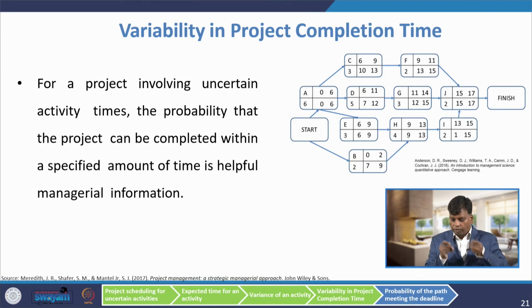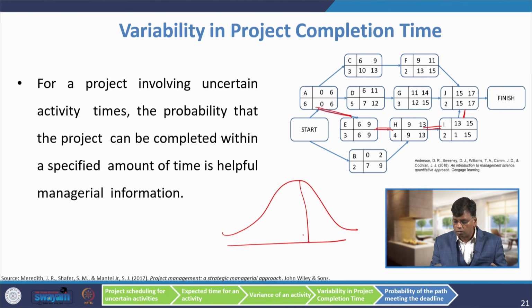For example, we know this is the critical path: A, because slack is 0, E, H, I and J. So, how much time will it take? It will take 17 units of time. The probability of completion of this project in 17 weeks is only 50%, because we used the concept of mean. So, the project completion time follows a normal distribution.